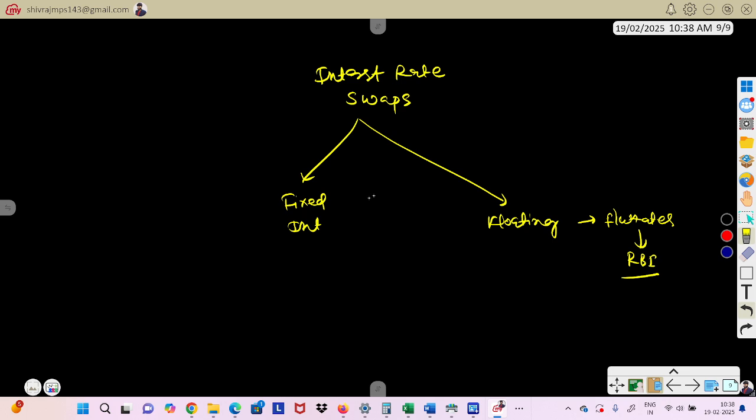So, for example, let's say there are two parties, A and B. They have a loan of 1 lakh, which is a personal loan. This party is paying a 12% interest rate, and this party is paying a 10% interest rate. See, floating interest rate depends on the RBI, right? What if the RBI continuously increases the interest rates? Then eventually this B will have to pay more and more interest, correct?